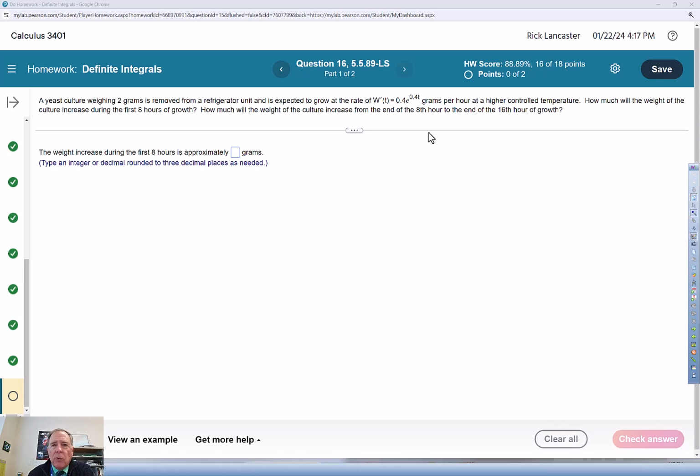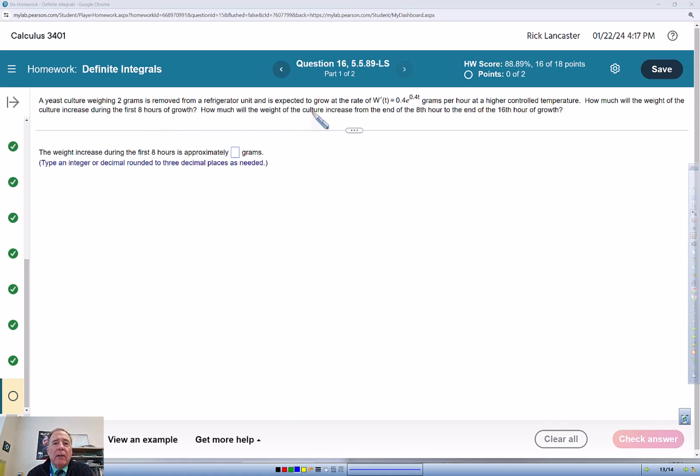This is question 16 of the definite integrals assignment. A yeast culture weighing 2 grams is removed from a refrigerator unit and is expected to grow at the rate of W prime of t equals 0.4 e to the 0.4 t grams per hour at a higher controlled temperature. How much will the weight of the culture increase during the first 8 hours of growth?